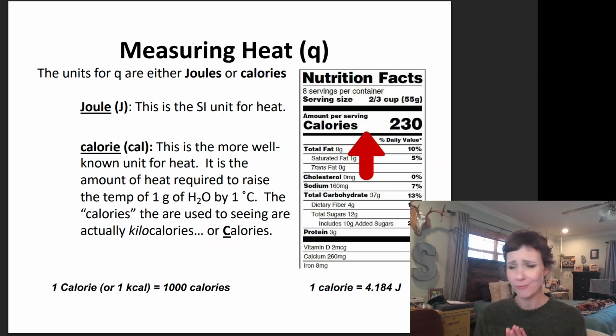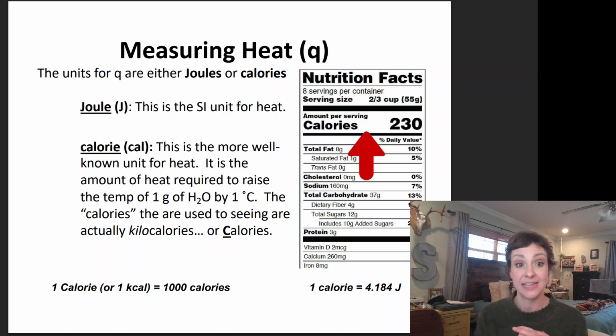Okay, so what is the deal? How can we measure heat? The units for heat are joules. We've seen joules before. Or look at this, calories. You're like, oh my gosh, like the calories from the nutrition labels. Yes, oh my gosh, yes. Joules is the technical SI, the science unit for heat. But calories is another one that scientists can use. It's the more well-known, obviously, unit for heat.